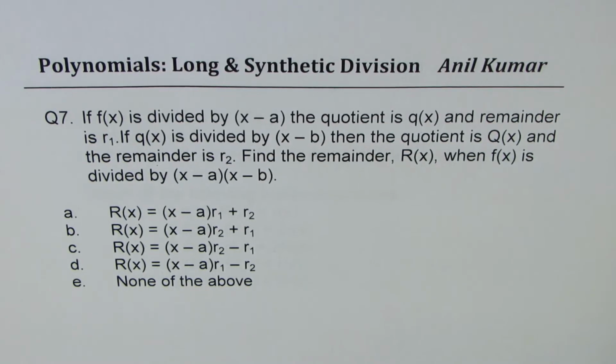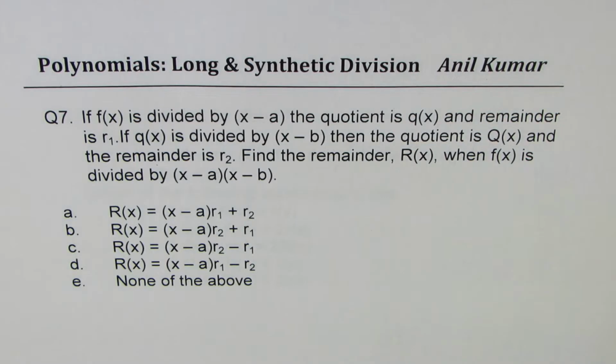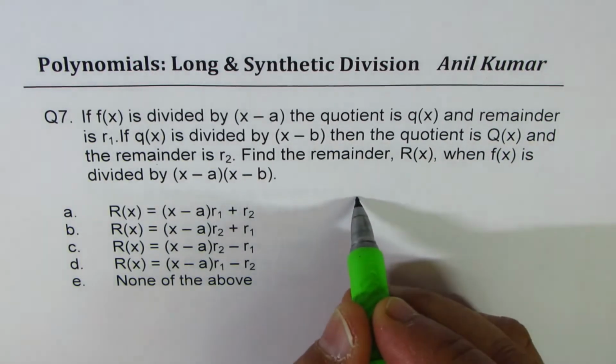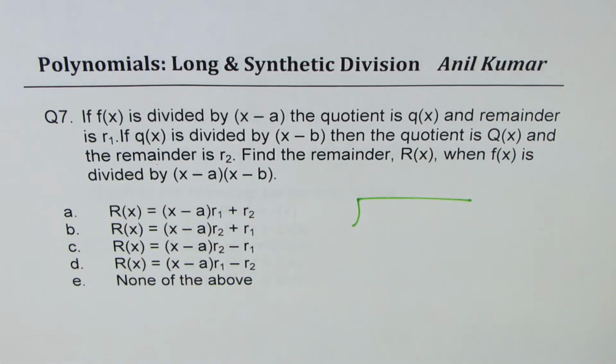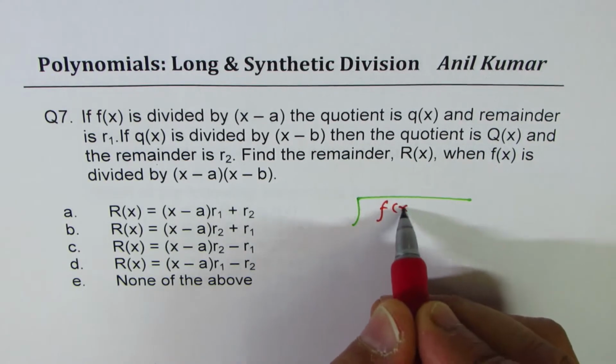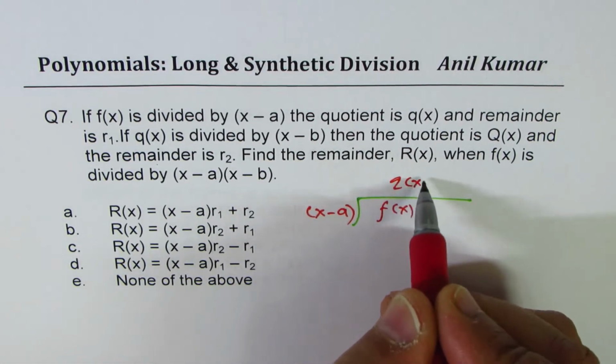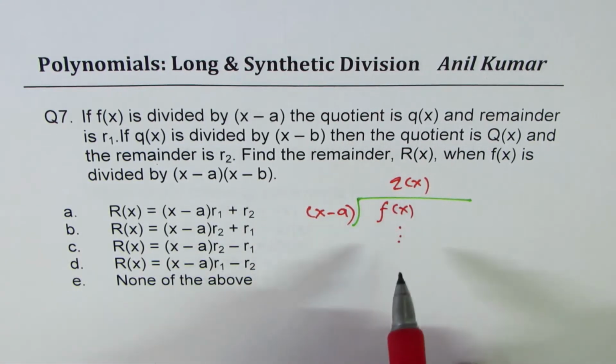Question number 7. Now we are really getting into some very difficult thinking and application questions. I would like you to understand them. Take your time to answer them. Question number 7 is if f of x is divided by x minus a, the quotient is q of x. So think like this. You are dividing f of x by x minus a and you get quotient q of x. And the remainder is r1.